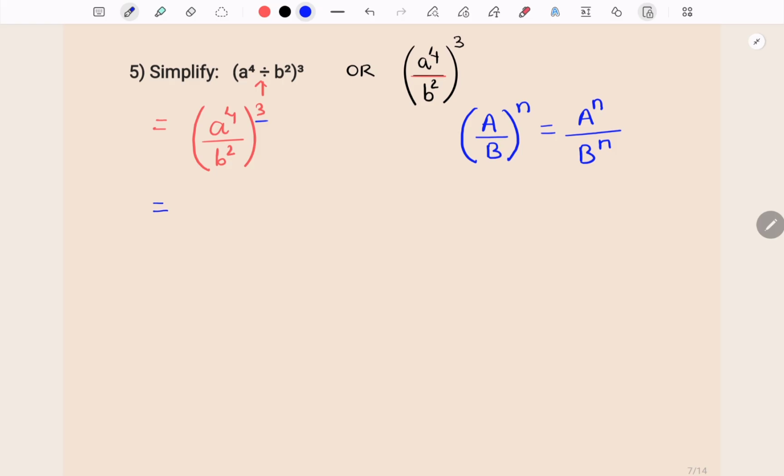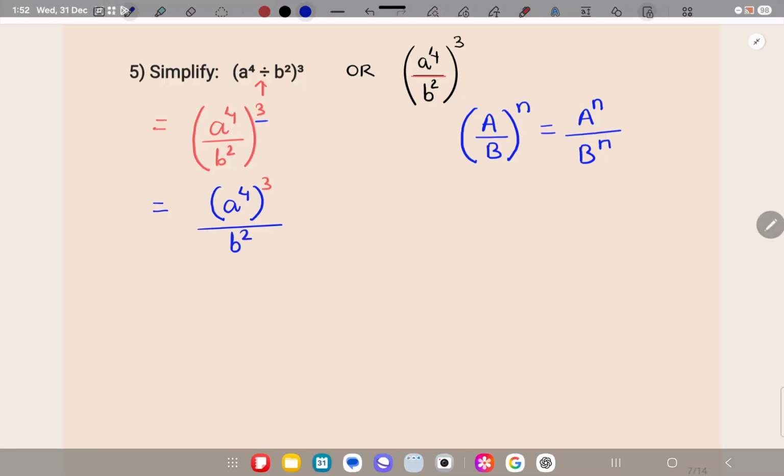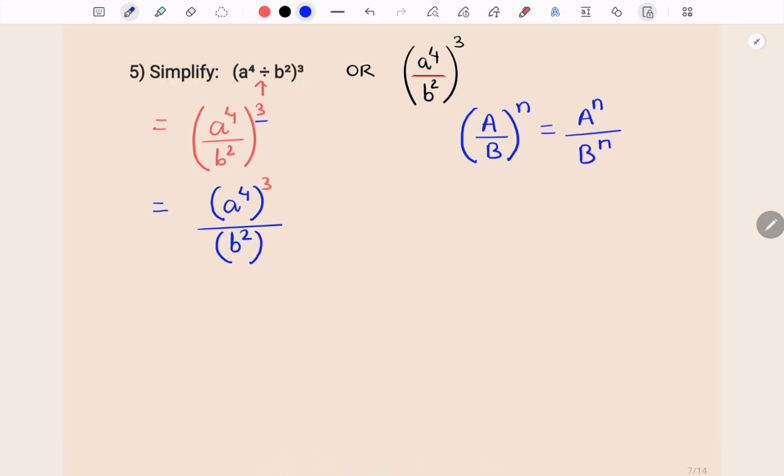With this same logic, I can write this as a raised to the power 4 all raised to the power 3, and then we have the denominator as b squared. So let's put this power to b squared all raised to the power 3. So I have distributed this power that was present outside the bracket to the numerator as well as to the denominator.